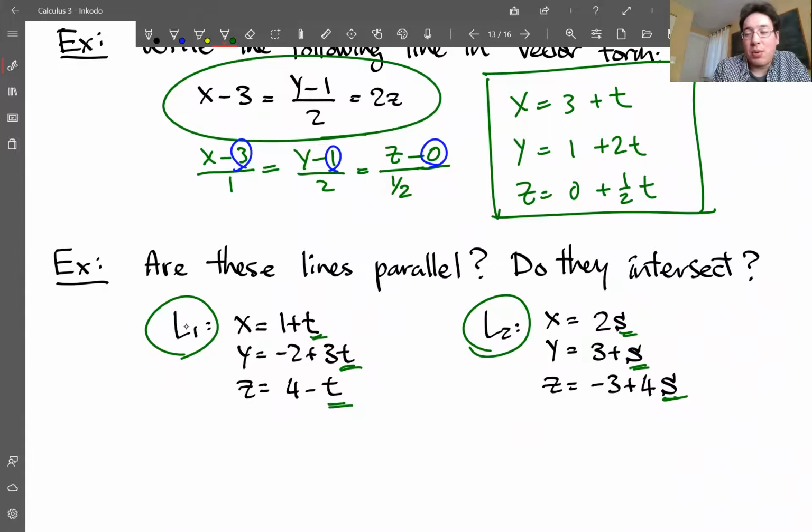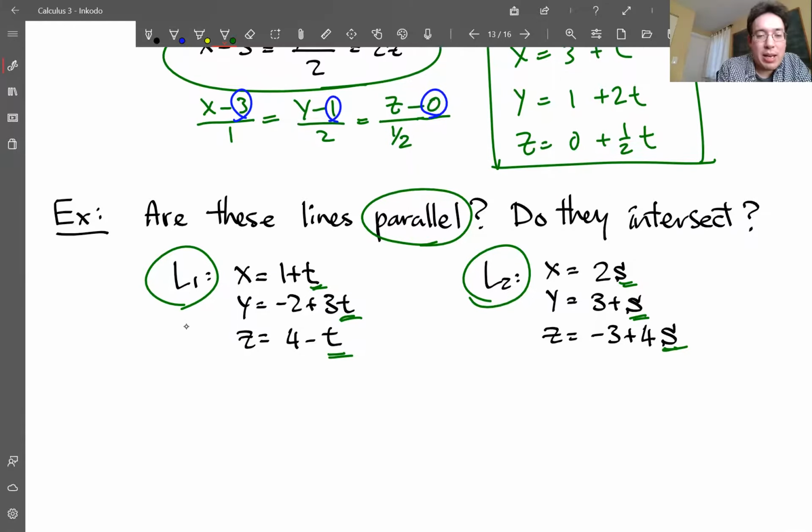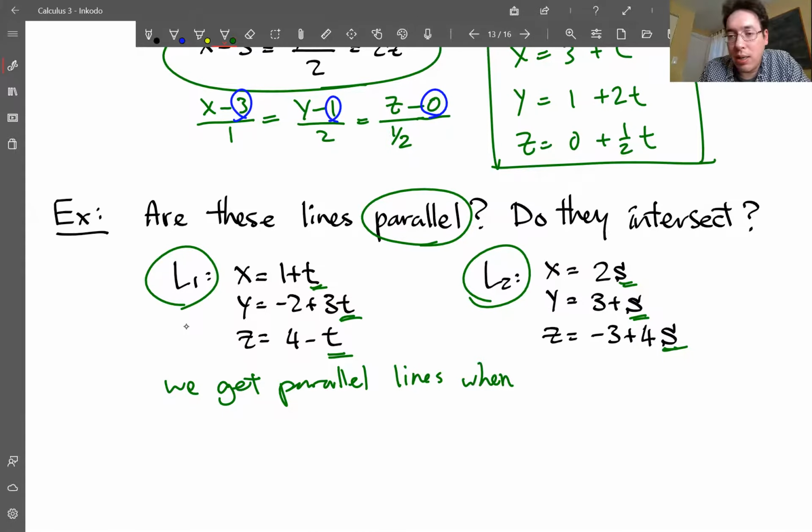Okay, so we have lines in 3 dimensions. One interesting thing that I want to be able to answer is whether they're parallel to each other. So are they pointing in the same direction in some sense? Okay, so we get a parallel line when the directional vectors are constant multiples of each other.